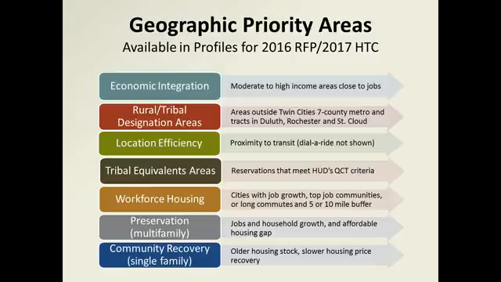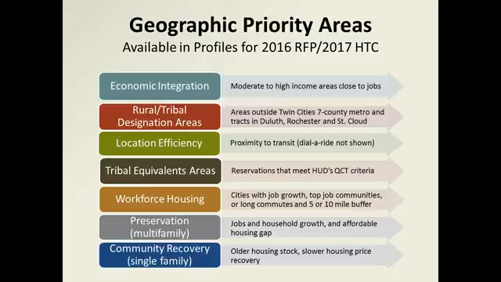Areas not eligible for economic integration points can be added as the rural tribal designated areas. Location efficiency contains details on the transit service types in the Twin Cities metro, Duluth, St. Cloud, Rochester, and Moorhead. There is no detail on dial-a-ride or demand response opportunities, nor detail on smaller fixed route services in Greater Minnesota. WalkScore also cannot be viewed via community profiles. I will go over WalkScore later in the tutorial. Tribal equivalent areas are reservations that meet HUD's qualified census tract definitions.